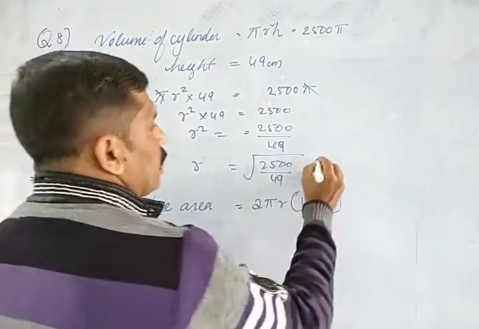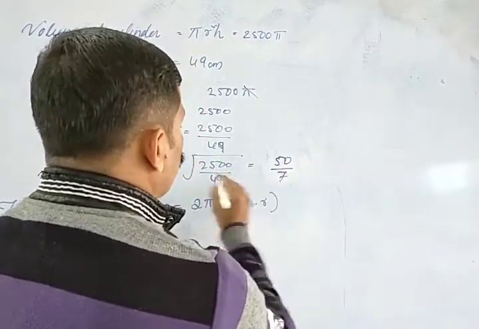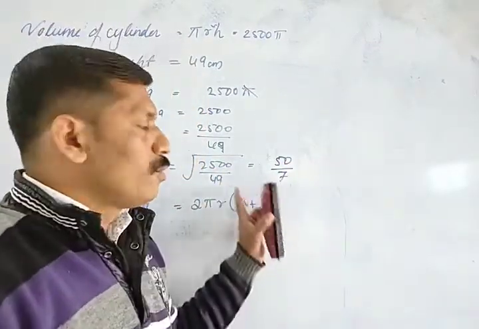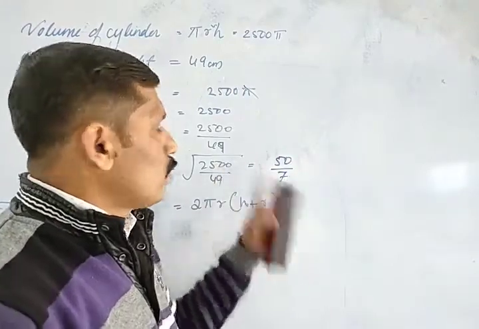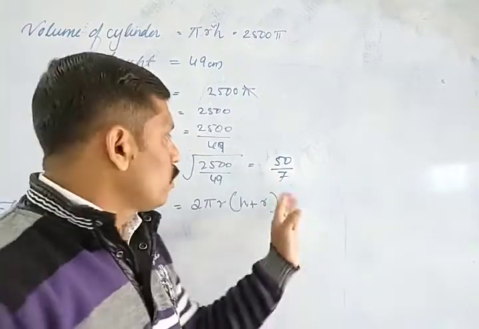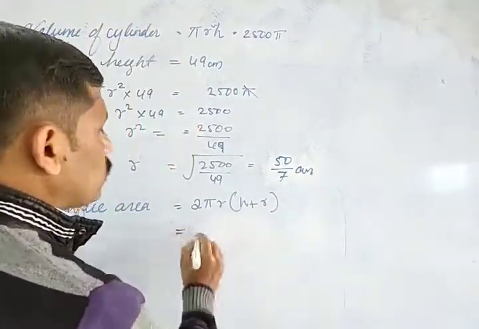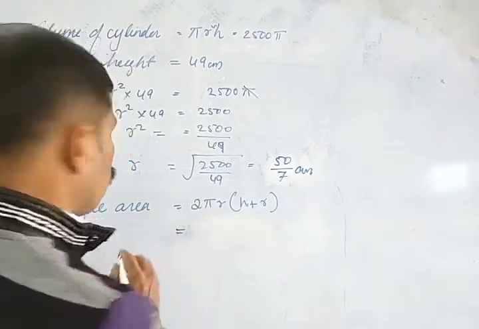Then r is equal to root of 2500 upon 49, that is equal to 50 upon 7. Root of 2500 is 50 and 7 7s are 49. Therefore 50 upon 7 is the radius. So next we find out the total surface area.